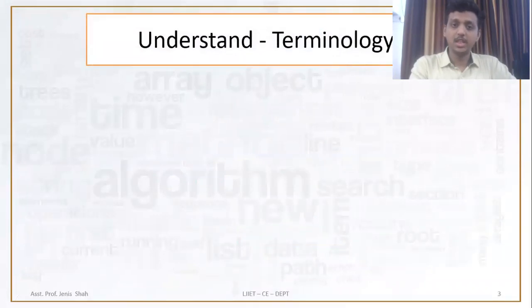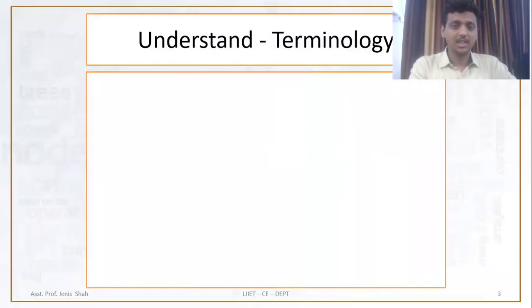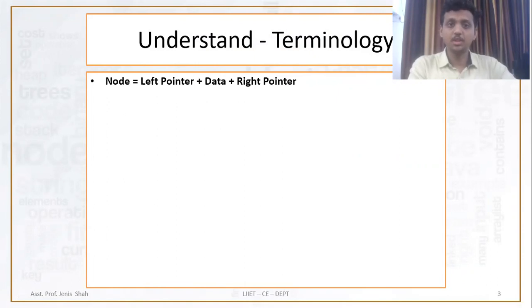Understand the terminology. I'm just repeating this slide for your understanding. A node means left pointer plus data plus right pointer. Here we have one data inside the node, and around the data we have two different pointers, one is left and another one is the right. The left pointer is pointing to its predecessor node and the right pointer is pointing to its successor node of the list.